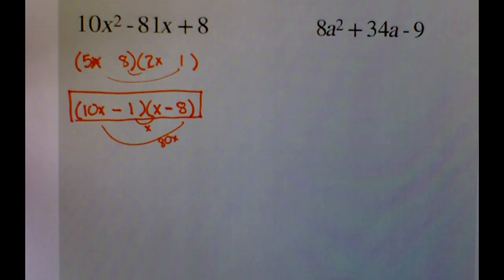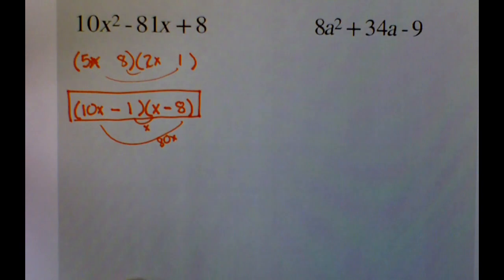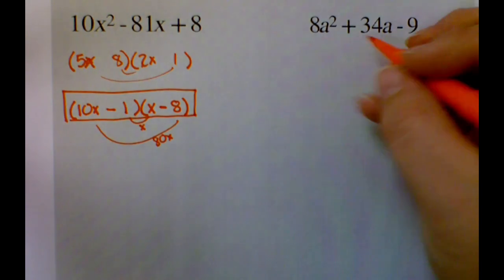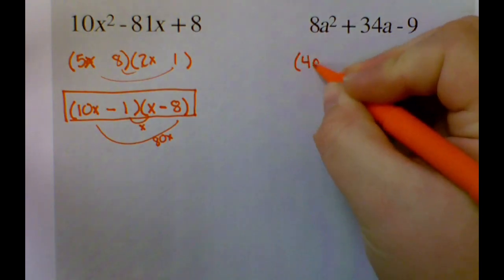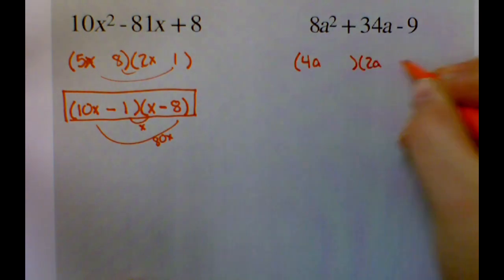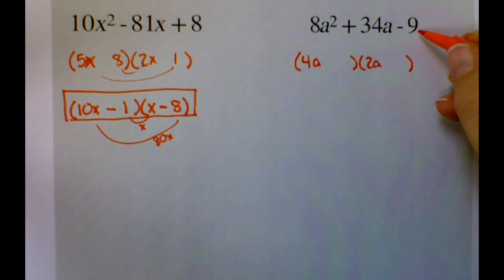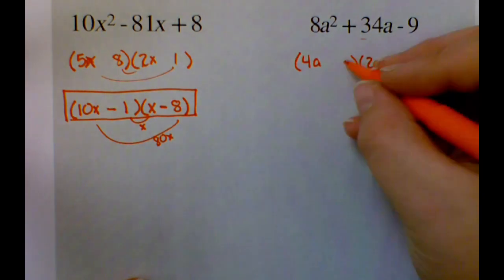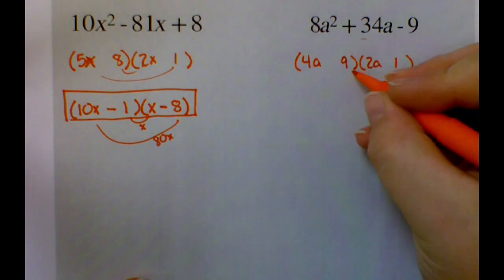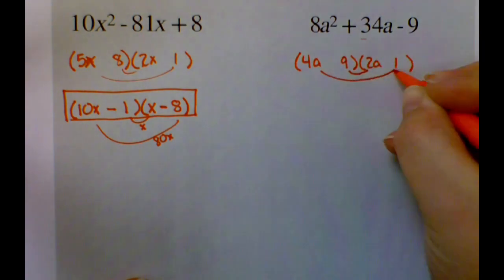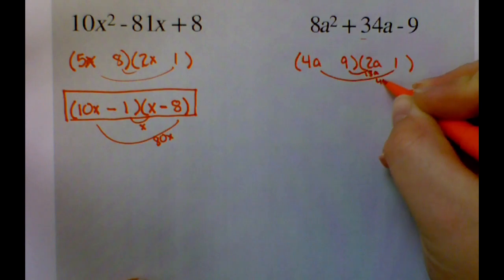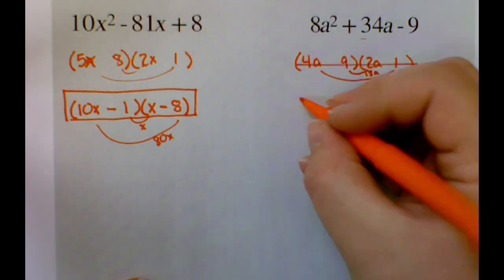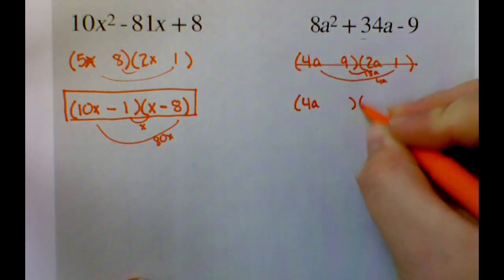Second one here, 8a squared plus 34a minus 9. No GCF, I dive straight in. I go for 4a and 2a first. For breaking apart 9, I usually want to go with 3 and 3, but I know to make a 34, I'm thinking 9 and 1. Well, that makes 18a and 4a, which is not going to make my 34. So that one didn't work.